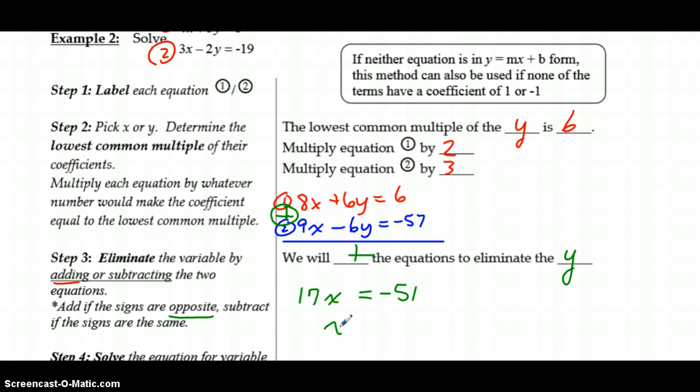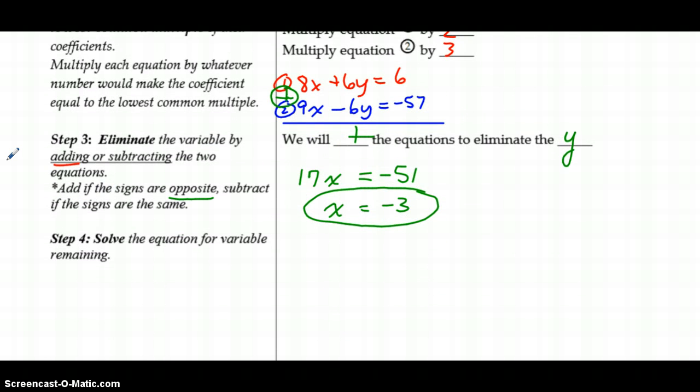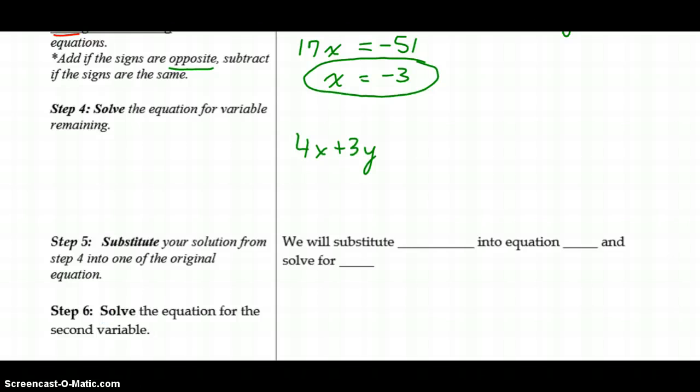Continue on to solve the equation. Divide out your 17 on both sides, and we get x equals negative 3. Once you have the first half, we've eliminated it. We're going to solve for the other variable.